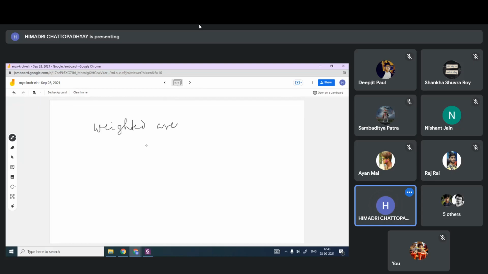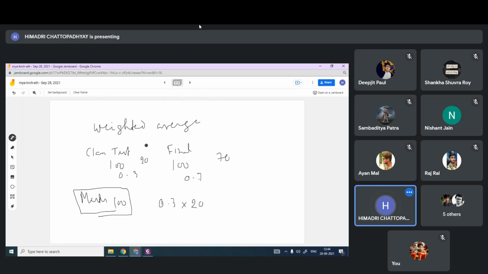So, weighted average. Suppose I take a class test of 100 and a final of also 100, so marks are also out of 100. Then I can give a weight. Say class test is 30%, final is 70%. If someone scores 20 in the class test and 70 in the final, then it is 0.3 into 20 plus 0.7 into 70. So these are the weights.